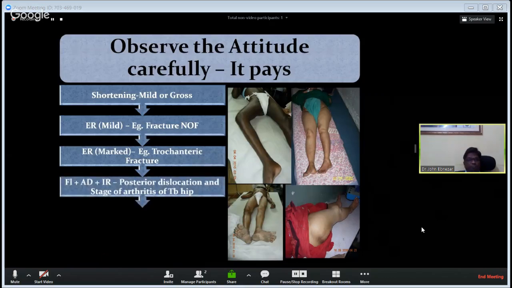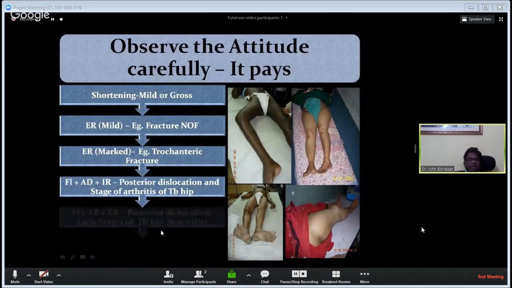Or is there an attitude of flexion, adduction, internal rotation? If that is there, then it is posterior dislocation, or a stage of arthritis or tuberculosis of the hip. That is flexion, adduction, internal rotation. This is the attitude with marked shortening, and this is in femur fractures. That is what you should look at.